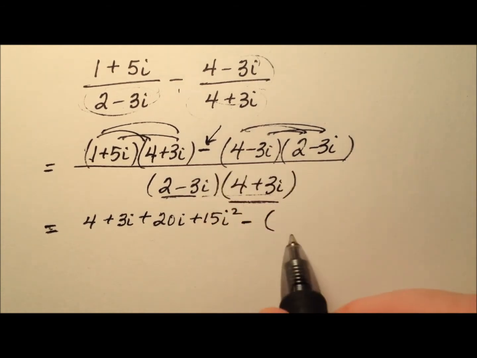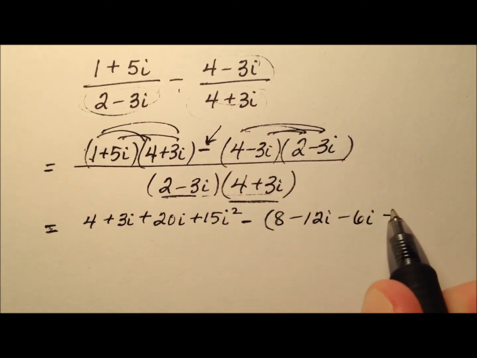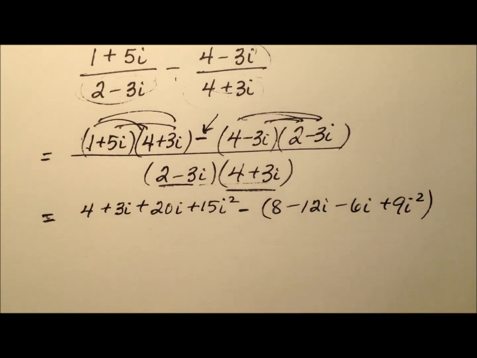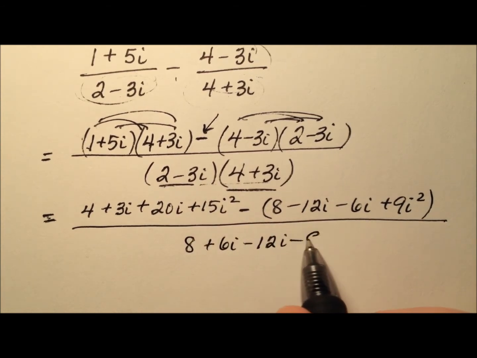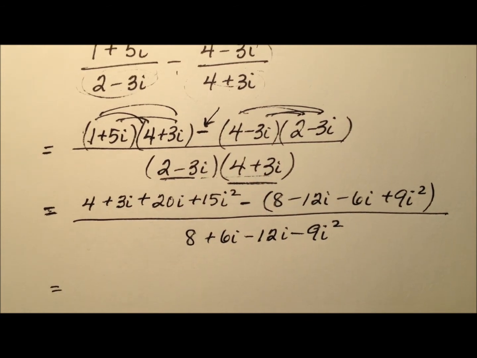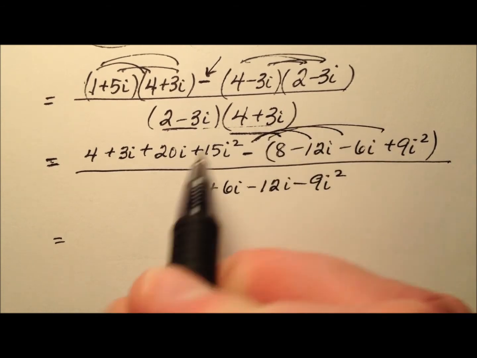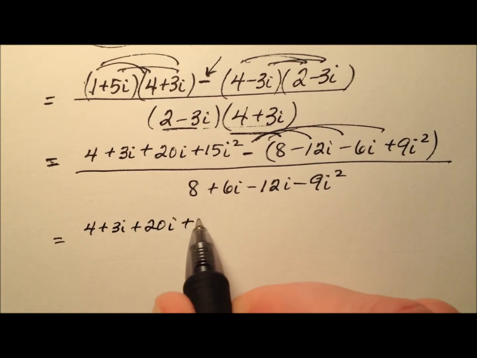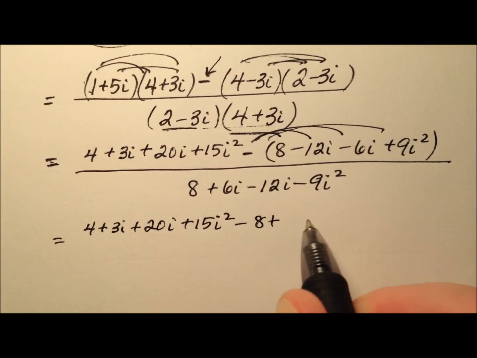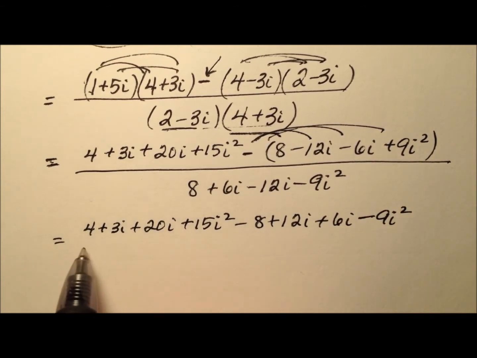4 times 2 is 8, and minus 12i minus 6i plus 9i squared. And that's all over the denominator being multiplied through. So 8 plus 6i minus 12i minus 9i squared when I multiply those complex numbers. So let's go ahead now and distribute the negative through. So 4 plus 3i plus 20i plus 15i squared minus 8 plus 12i plus 6i minus 9i squared.